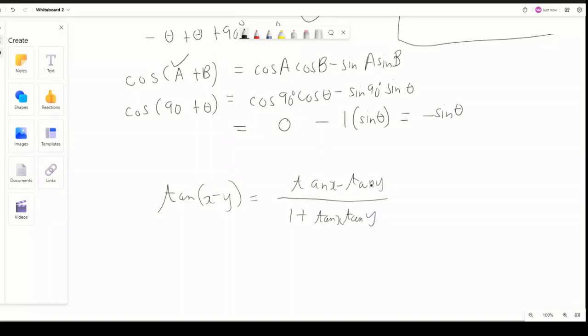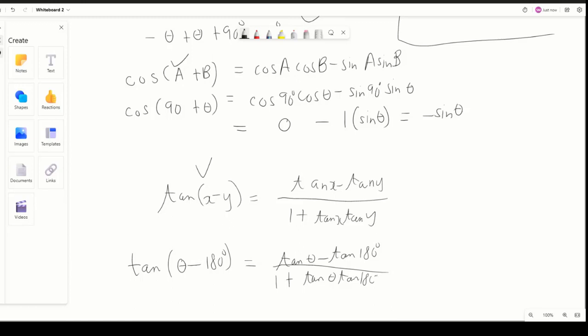Now, in our case, we were given initially, and I rewrote it for you guys, tan of theta minus 180. Remember, I took out the negative and rewrote it, okay? So in terms of this formula, I can write it as tan theta minus tan 180, right? Divided by 1 plus tan theta tan 180, right?